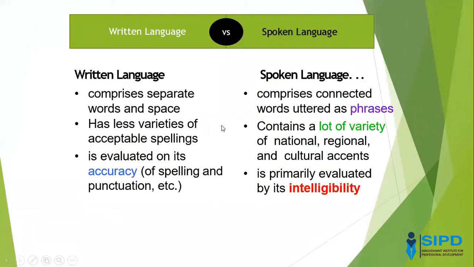So we have written language and spoken language, and there is a difference between them. The first thing we have here is that written language comprises separate words in space, and spoken language comprises connected words uttered as phrases. So in written language, you use space between words. But when you speak, for example, I'm saying the words "written language." Is there any space between these two words? When we speak, the words are connected. So you do not have a space between words when you speak the language.